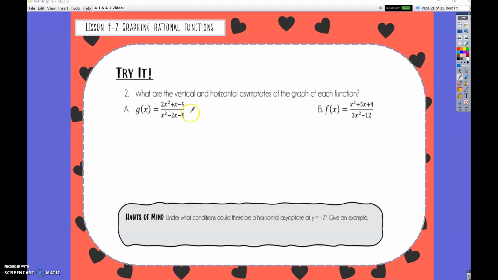So, for example, on the try it here, it's always recommended that you factor the denominator to help you get those vertical asymptotes. We'd have x minus 4 and x plus 2.